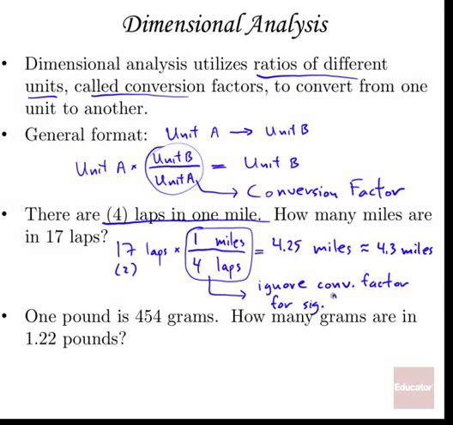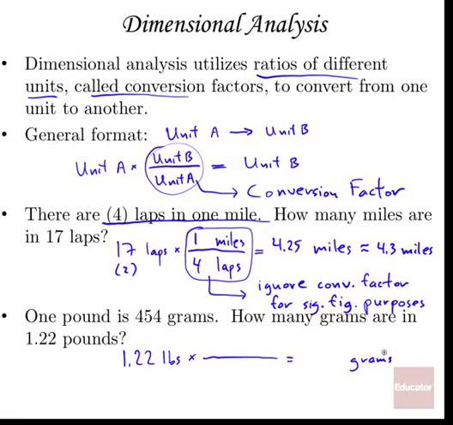Once again, you're going to ignore conversion factors for sig fig purposes. All right, let's go ahead and look at one last example here on dimensional analysis. 1 pound is 454 grams. How many grams are in 1.22 pounds? Okay, so 1.22 pounds times something over something is going to give us our answer in grams.